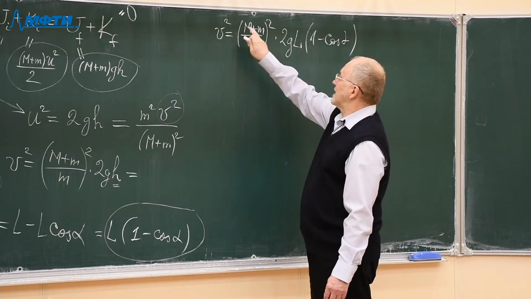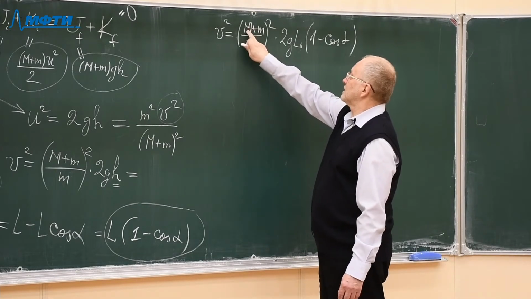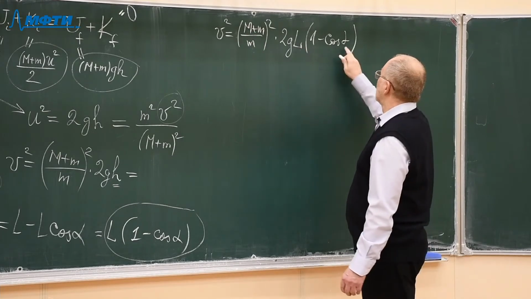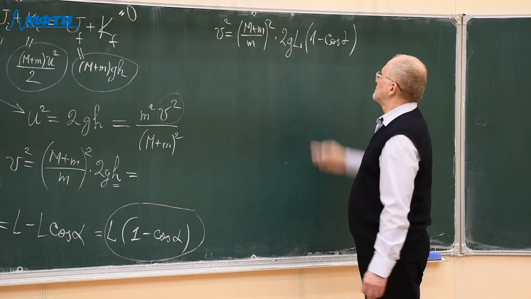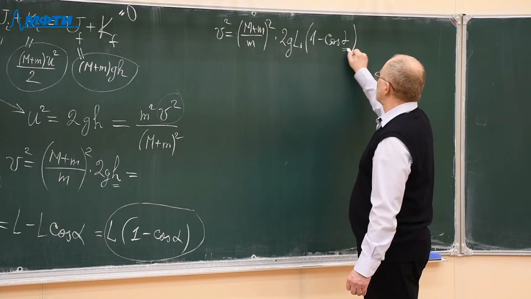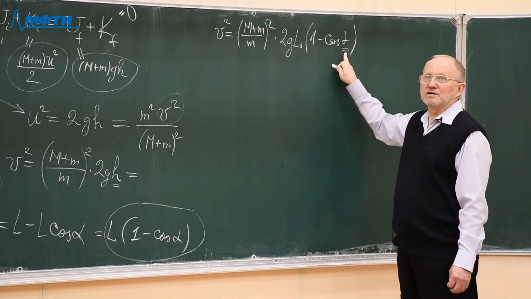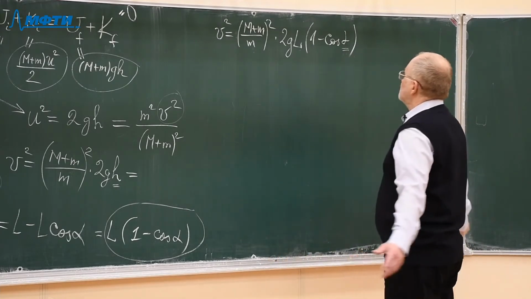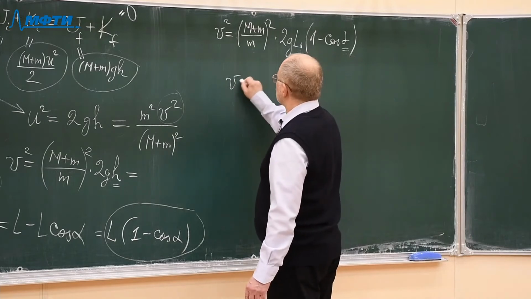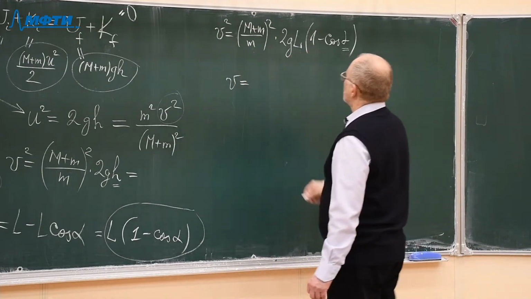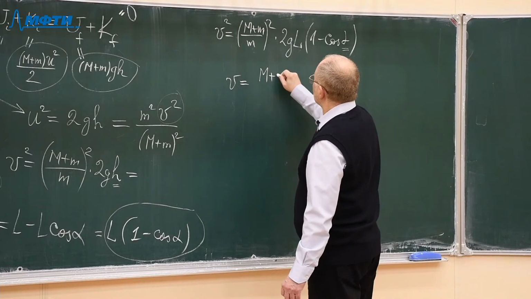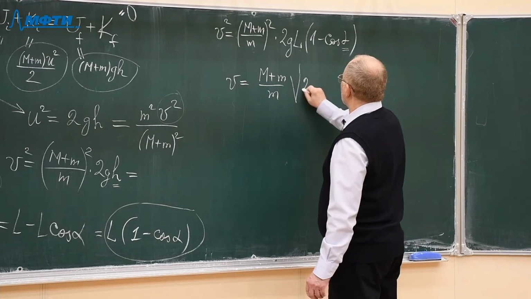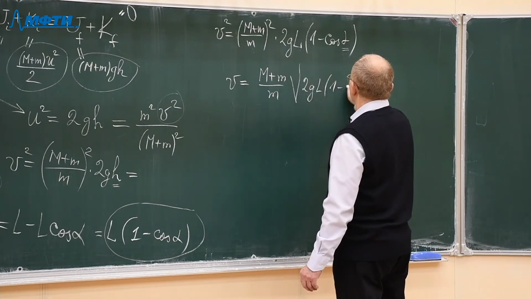the mass of the box with the sand, and the mass of the bullet, and the length of the string. Everything can be measured beforehand, and during the experiment you have to measure the angle of maximum deflection of the string. So this formula will give you the velocity of the bullet. It will be (M plus m) over m times the square root of 2gl(1 minus cosine alpha).